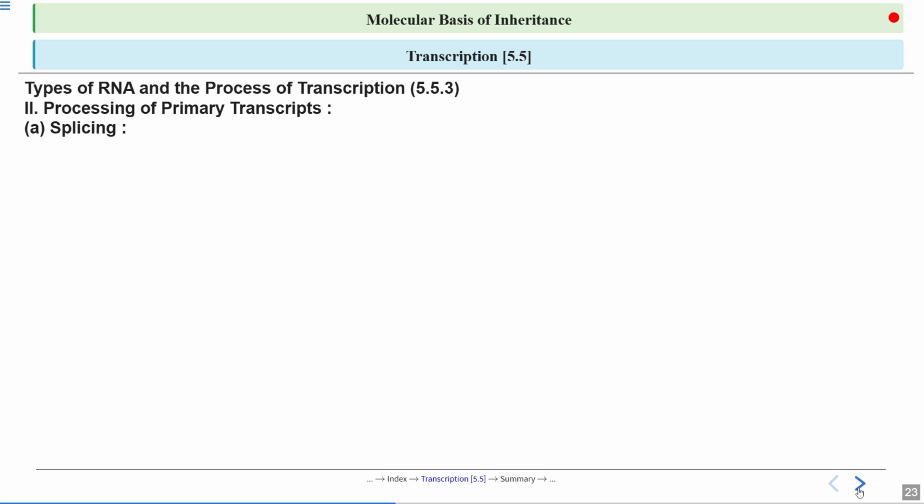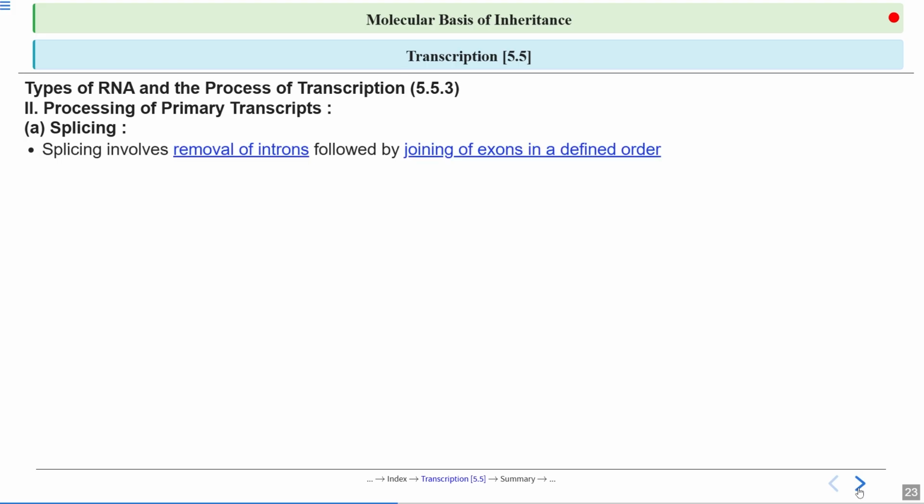So first is splicing. Splicing involves what? Removal of this non-coding region, that is this intervening region which is introns, followed by joining of exons in a defined order. Means first in this process, there will be removal of the intron and then the exons will join in a defined order.